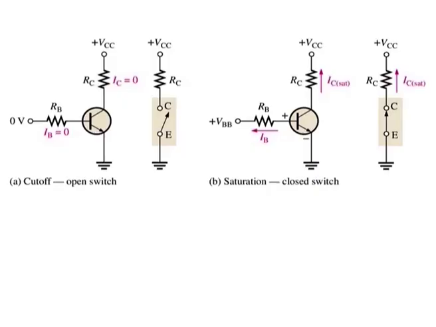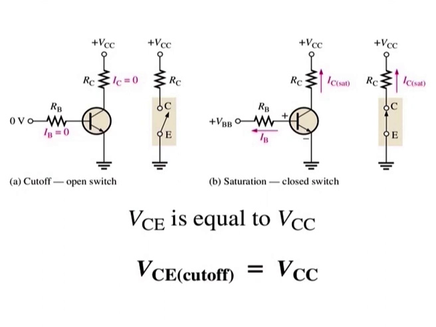Condition in cutoff. As mentioned before, a transistor is in the cutoff region when the base-emitter junction is not forward biased. Neglecting leakage current, all of the currents are 0 and VCE is equal to VCC, that is, VCE(cutoff) is equal to VCC.